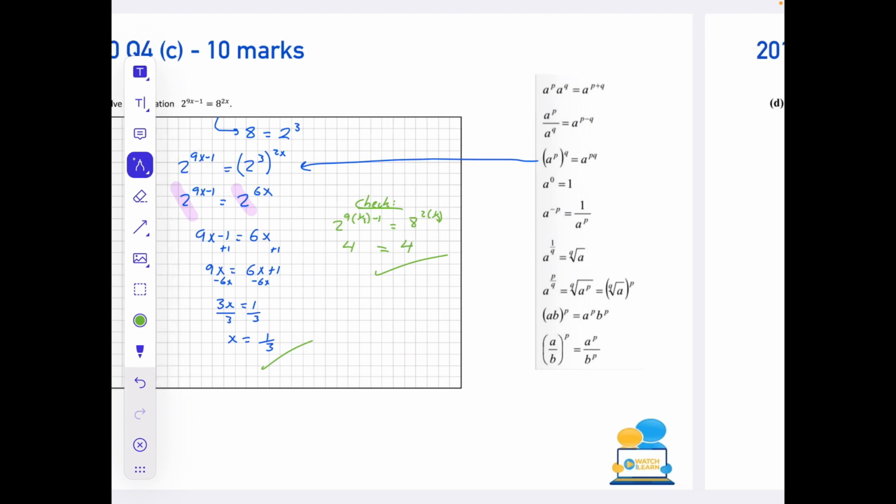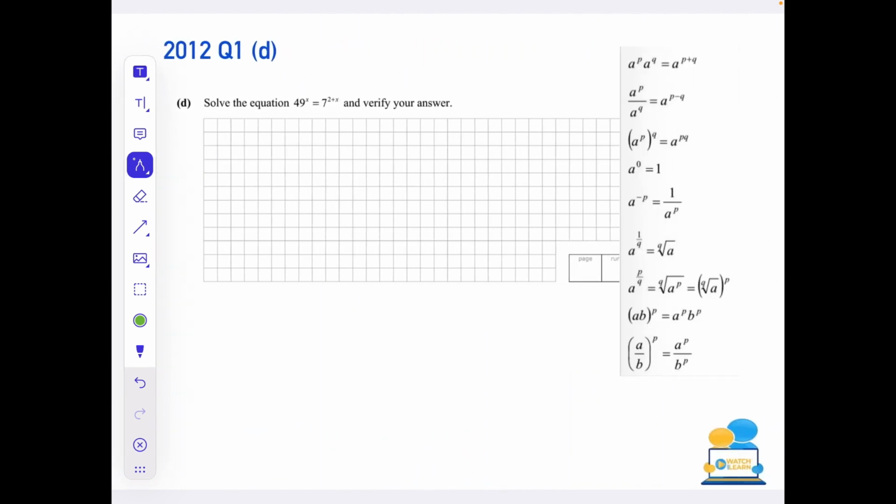Okay, so that was the 2020 question. I'm just going to flick back now. This was the 2012 question. Extremely similar. So what I want you to do again, pause the video, solve for x, so get an answer for x. And here they actually wanted you to verify your answer. So you are going to get marks for that check. Okay, so I want you to try that as well, and I'll go through it in just a second.